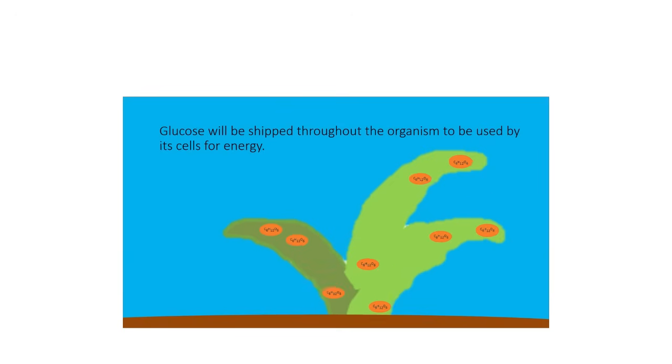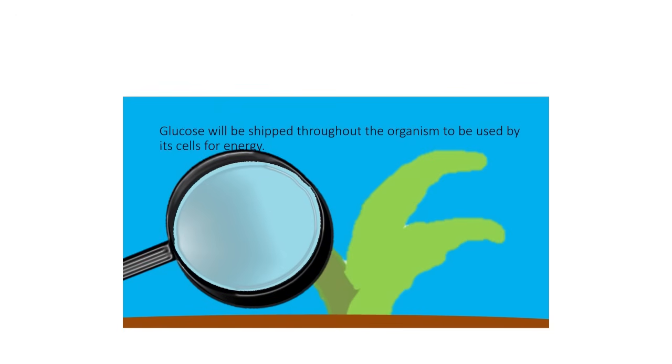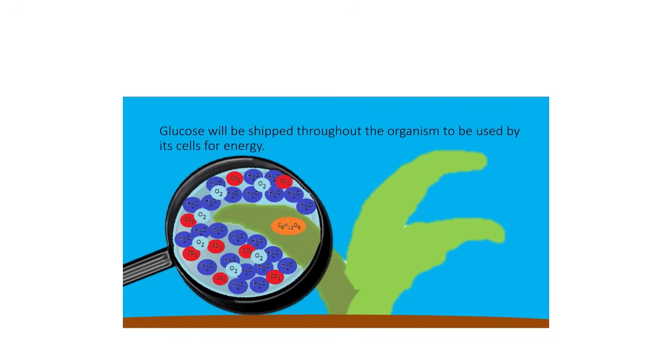Now, the glucose can be shipped throughout the plant. All different parts of the plant will use the glucose for different processes. When it wants to use the glucose, another process called cellular respiration will take place where oxygen will be absorbed. The plant will use the oxygen and the glucose to release the energy so the plant now can use it for whatever it needs it for.